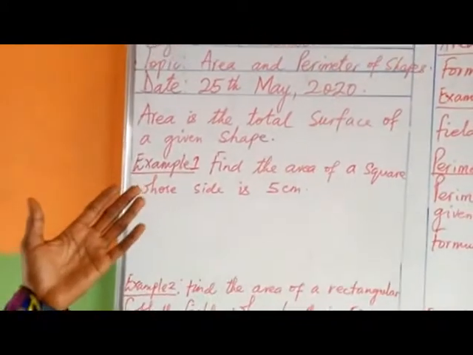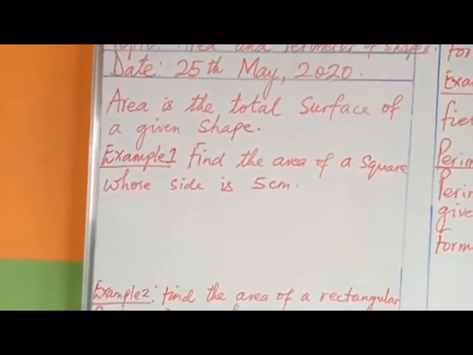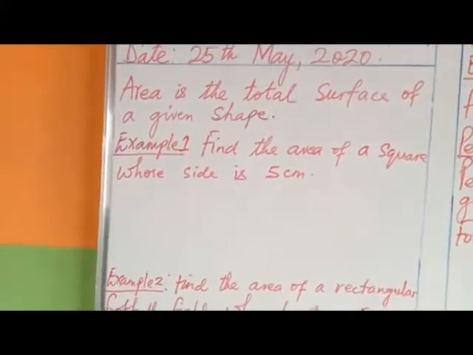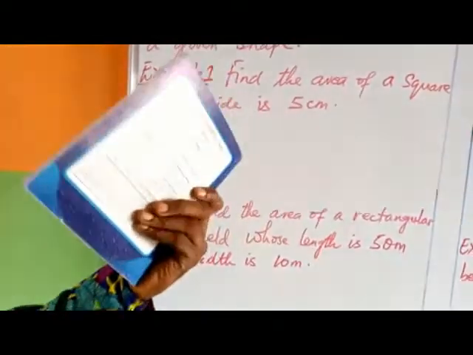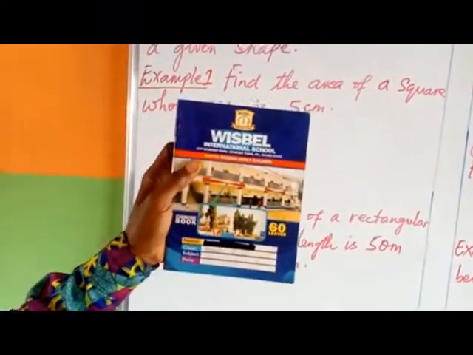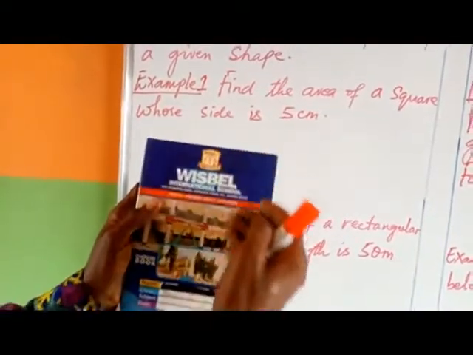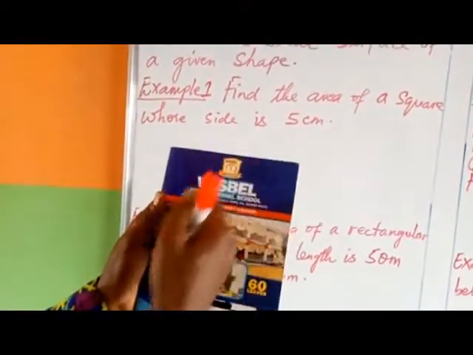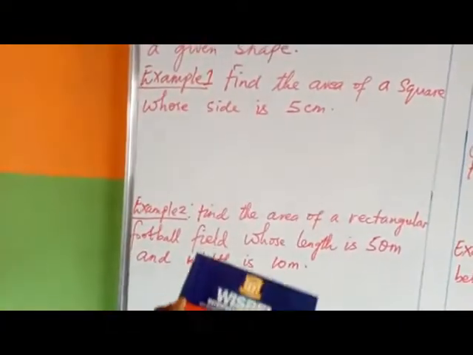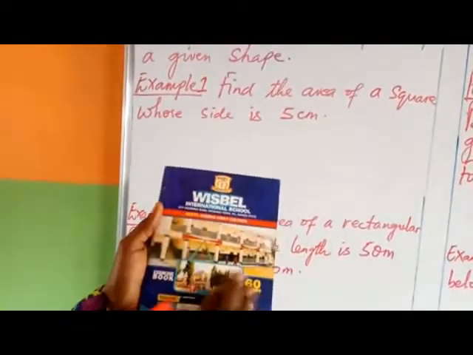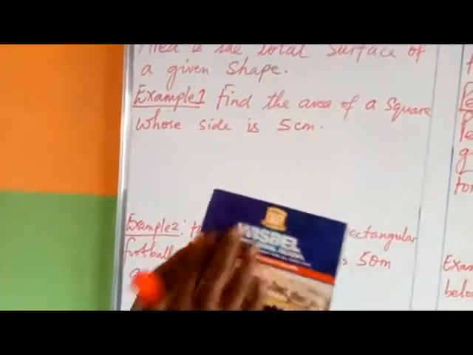What is an area? We say that area is the total surface of a given shape. Let's assume that I'm using this as my shape. This exercise book is my shape now, and we all know that this is a rectangle. And the space here, the total surface of this book now is the area of this book. This place I'm touching, the whole of this place is the total surface of this exercise book. So this is the area of this book.